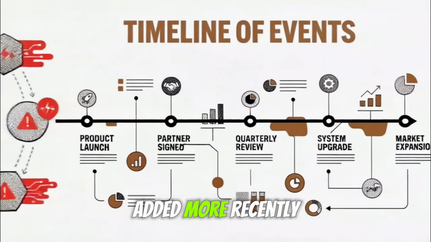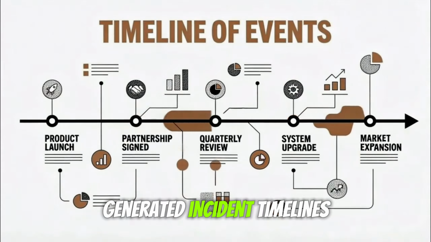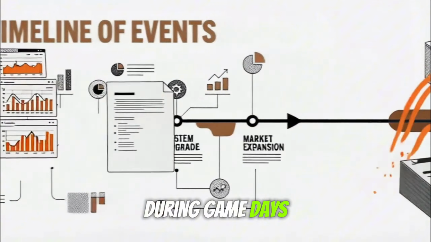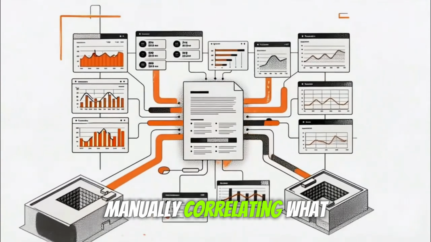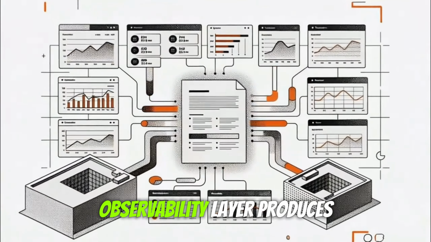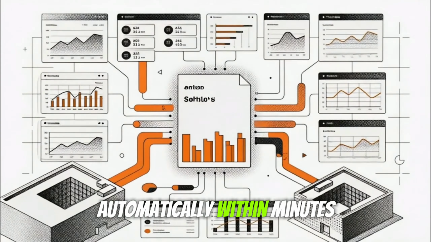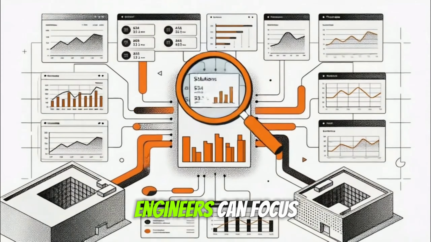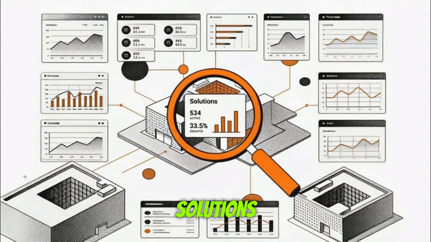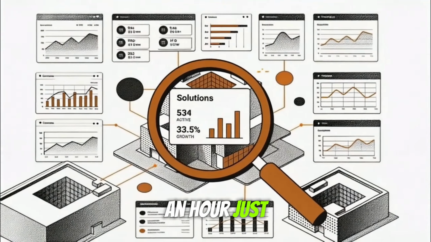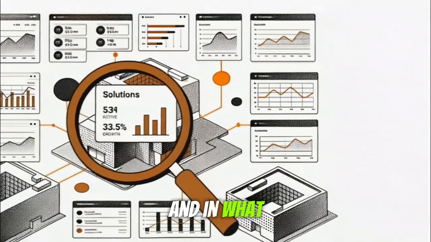What Amazon has added more recently is AI-generated incident timelines during game days. Instead of engineers manually correlating what happened, the AI observability layer produces a structured narrative of the incident automatically, within minutes of the game day ending. Engineers can focus the debrief on solutions rather than spending an hour just reconstructing what happened and in what order.